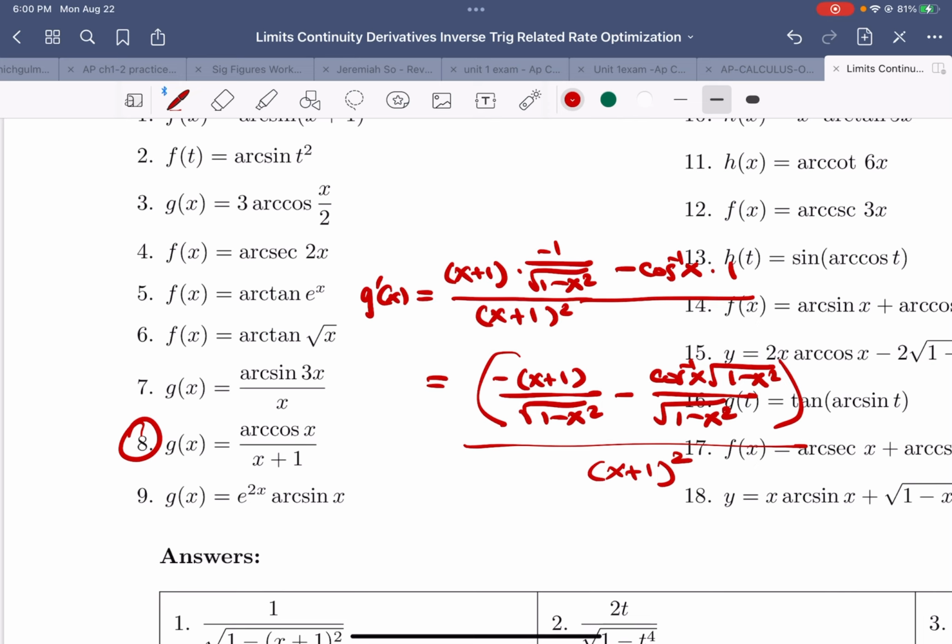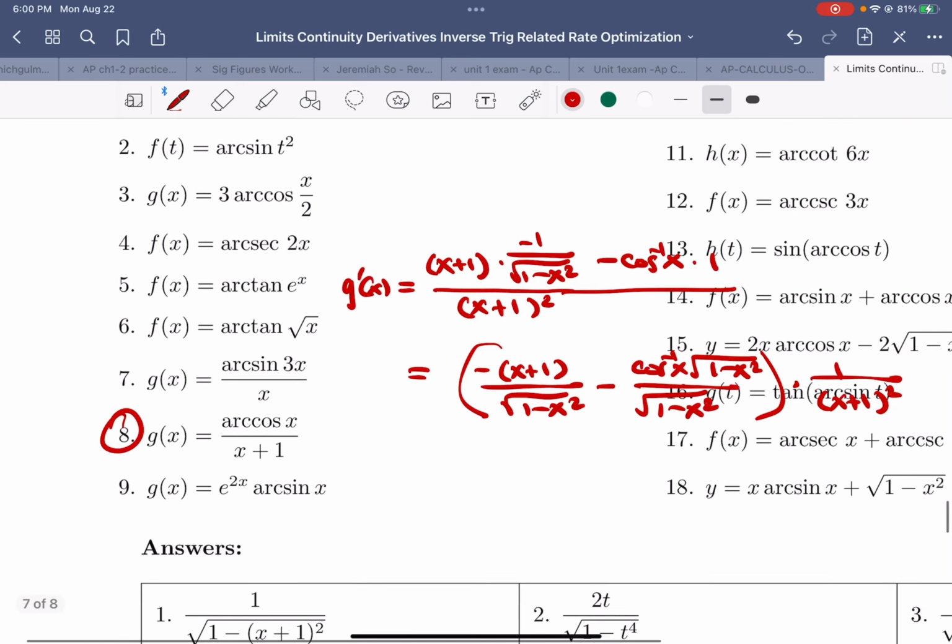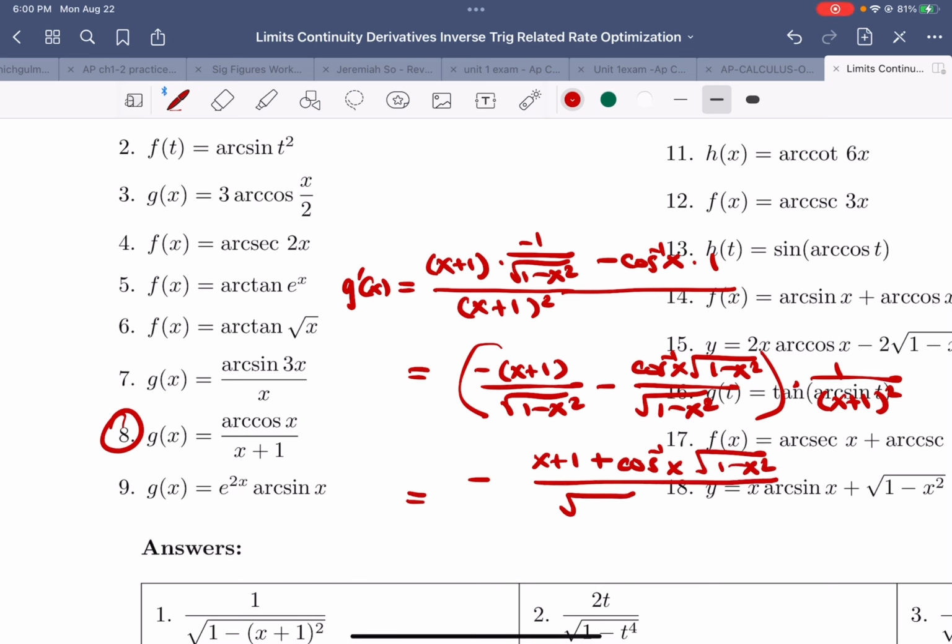Then, instead of writing it this way, you can say times 1 over x plus 1 squared. Okay, then you can just say negative x plus 1 plus inverse cosine of x, and then root 1 minus x squared, over root 1 minus x squared times x plus 1 squared. Okay, you can leave it like that. Final answer.